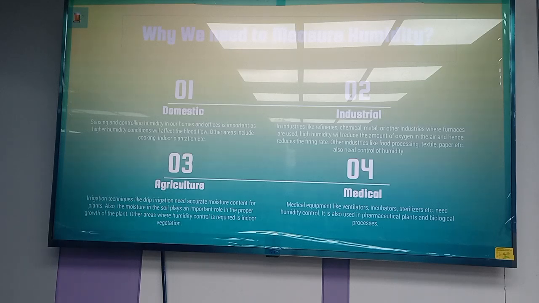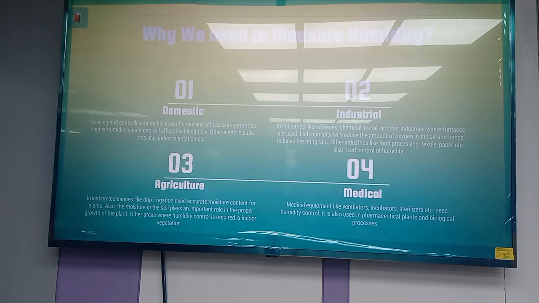In the industrial sector, in industries like refineries, chemical, metal or other industries where furnaces are used, high humidity will reduce the amount of oxygen in the air and hence reduce the firing rate. Other industries like food processing, textile, paper, etc. also need control of humidity.